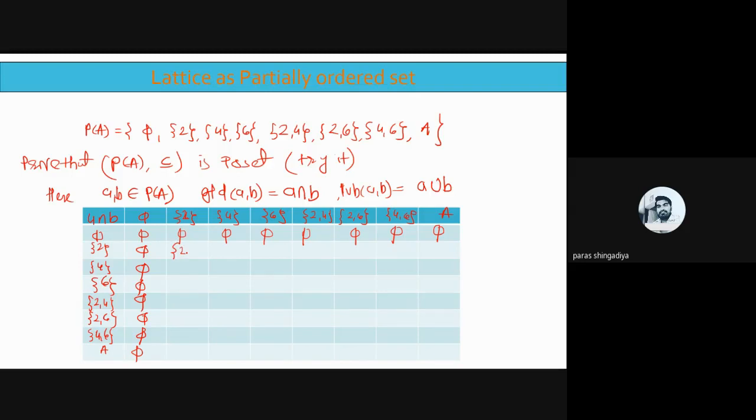So answer is here 2. Clear? Now 2 and 4. So there is no common value. 2 और 4 में कोई भी common नहीं है और उसका intersection क्या मिलेगा आपको? That is a 5. Now 2 with 6. There is no common value. That is answer is a 5.